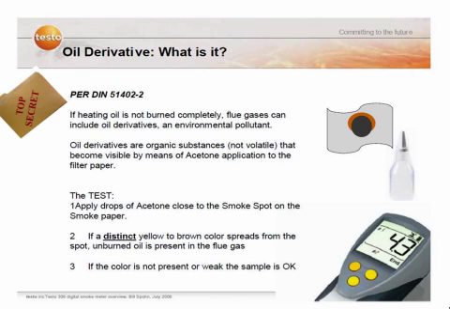So, oil derivative, what is it? Well, if heating oil is not completely burned, the flue gases can include oil derivatives, which are an environmental pollutant. Oil derivatives are organic substances, not volatile, that become visible by means of acetone application to the filter paper. So simply, after you take an oil test, you put a drop of acetone on the smoke spot, and if it spreads out to distinct yellow or brown, you have unburned oil in the flue gas. And obviously this means that we have a decrease in efficiency.